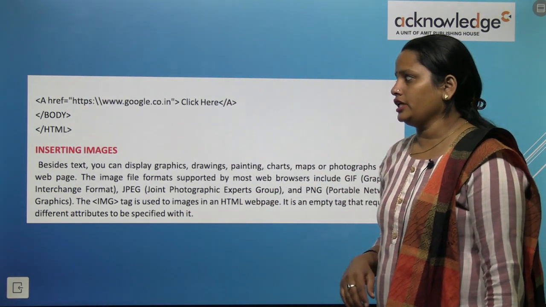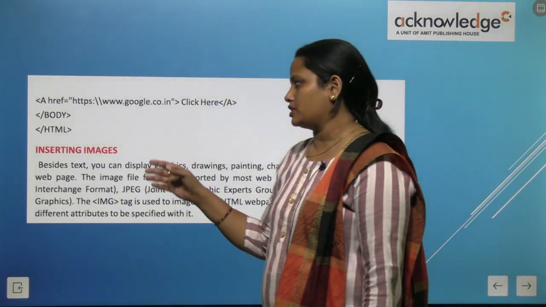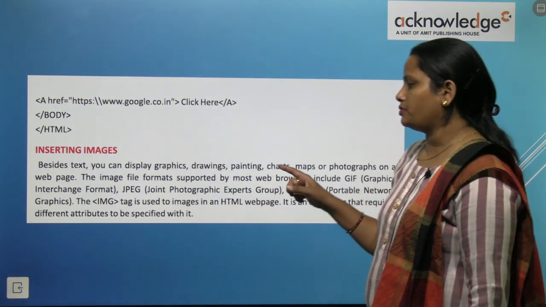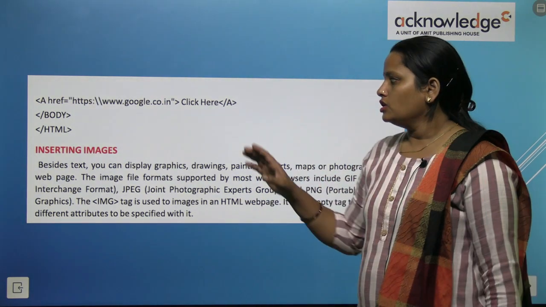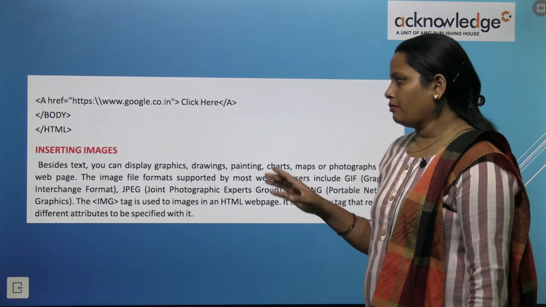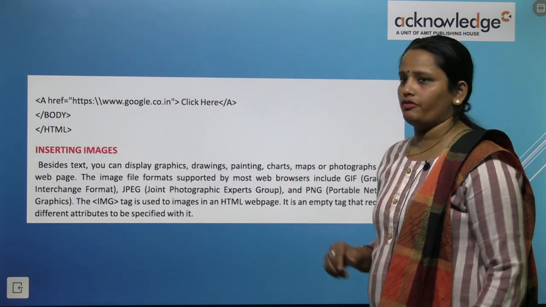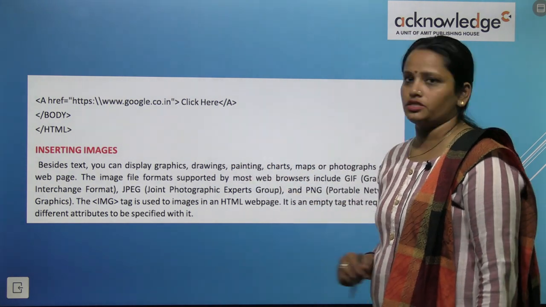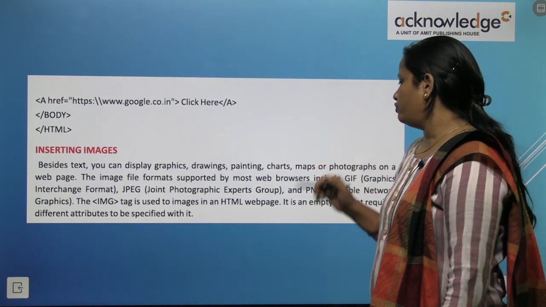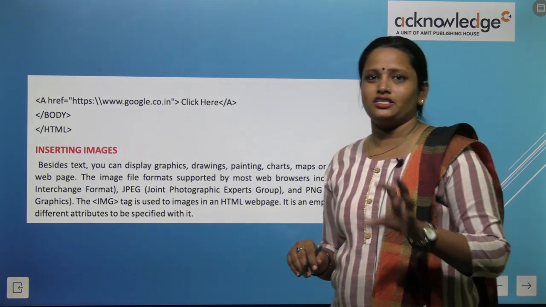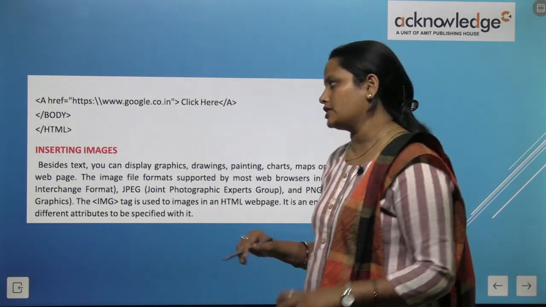Now, inserting images. How can we insert images? Besides text, you can display graphics, drawings, paintings, charts, maps and photographs. So text के अलावा हम क्या क्या चीजें इंसर्ट कर सकते हैं? ग्राफिक्स को इंसर्ट कर सकते हैं, ड्राइंग्स को इंसर्ट कर सकते हैं, पेंटिंग, चार्ट्स, मैप्स या फिर फोटोग्राफ्स ऑन अ वेब पेज. तो ये सारी चीजों को हम वेब पेज पे अपने डाल सकते हैं.